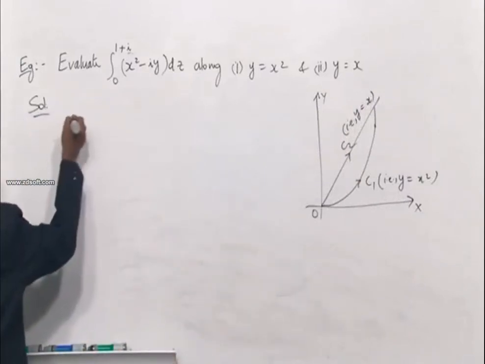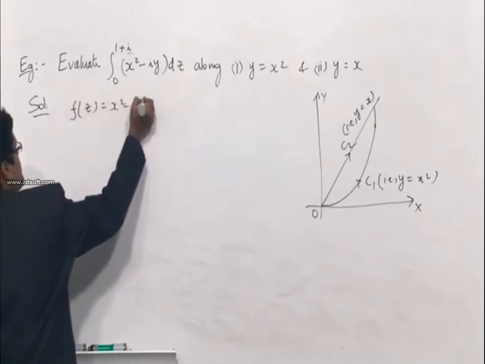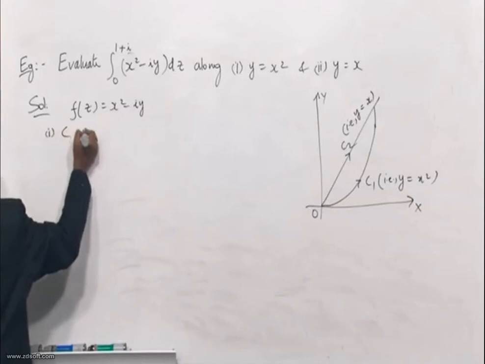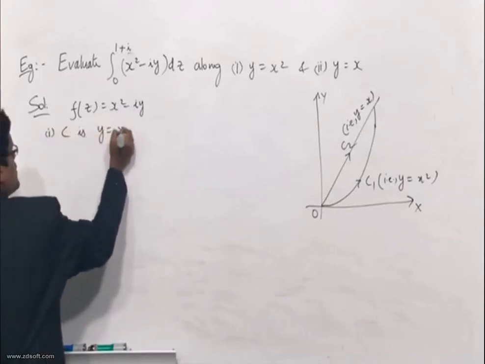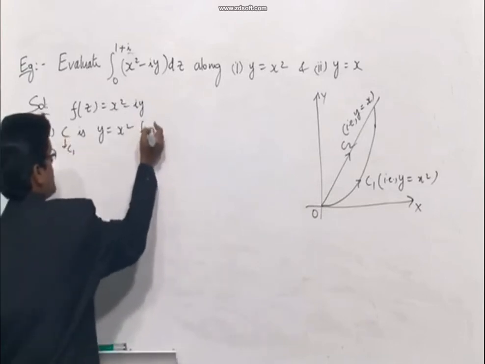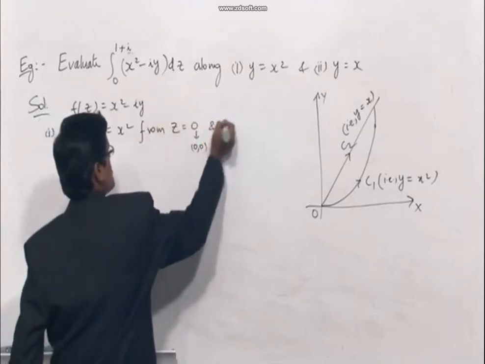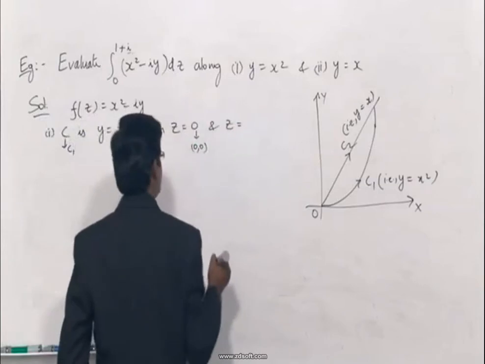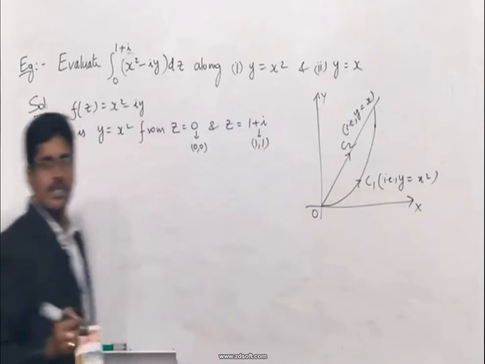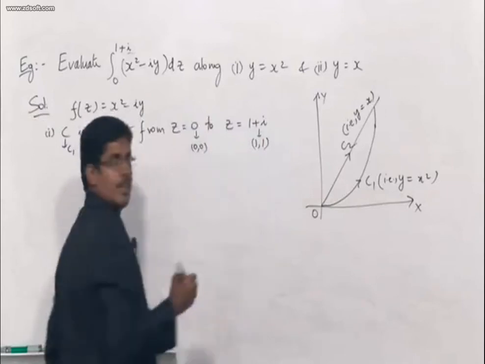See, first bit. F of z is equal to how much? X square minus iy. First bit, C is y is equal to x square, that is C1. Okay? This C is nothing but here C1. From z is equal to 0, where 0 stands for 0, 0, complex number 0, and z is equal to 1 plus i, which stands for 1 comma 1, which is also written as, instead of n, write TO2.